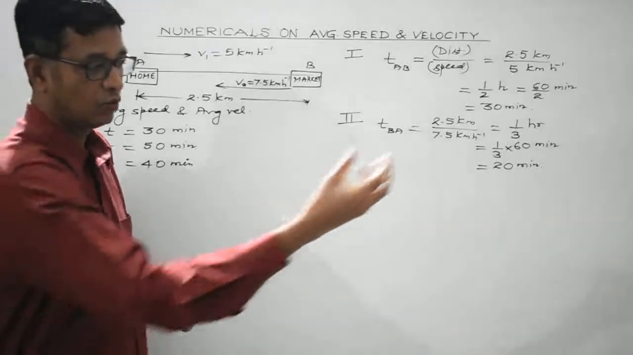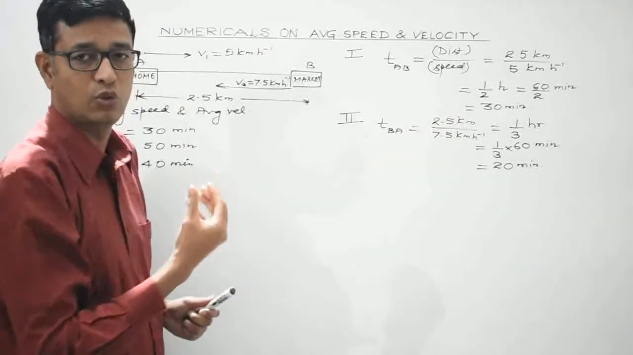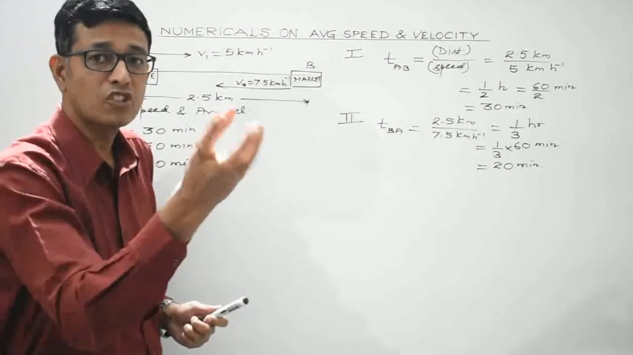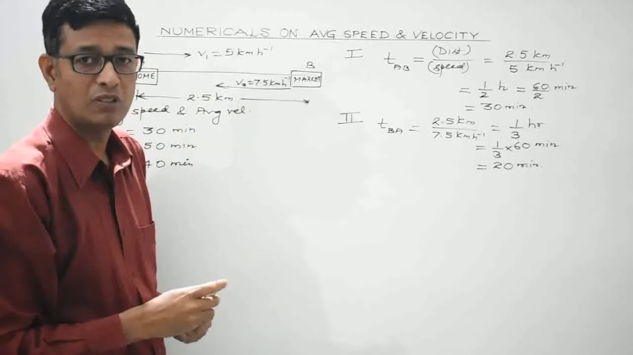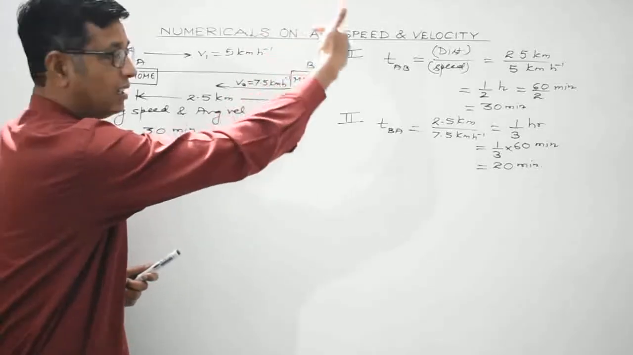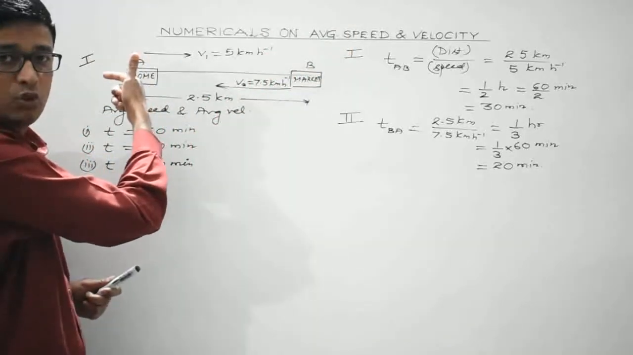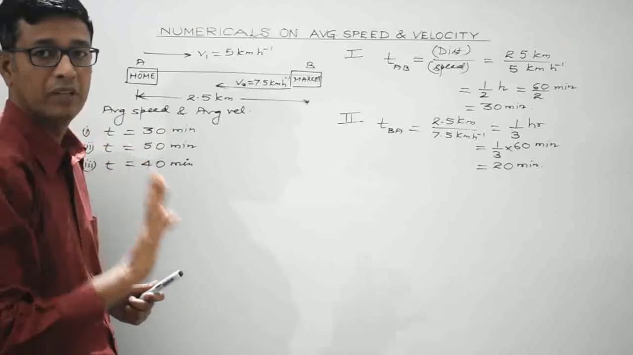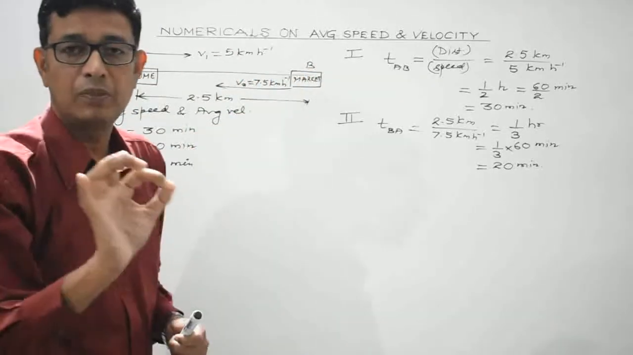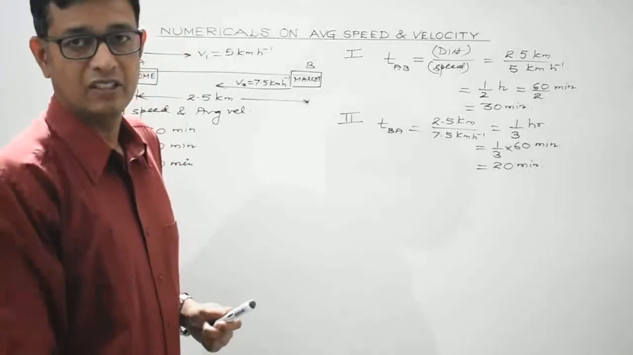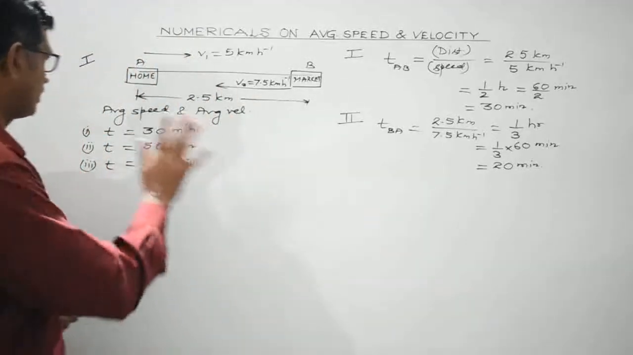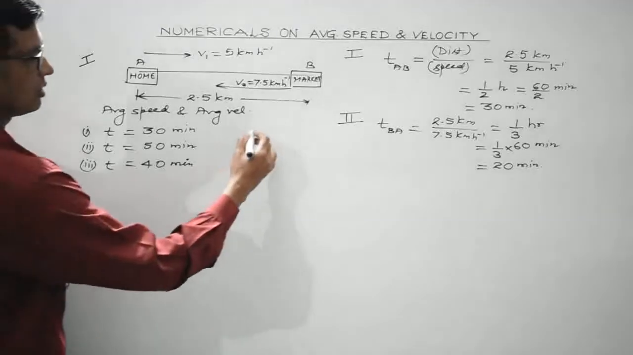Obviously, while coming back, he rushes to his home. He travels with a greater speed, so it is obvious it takes much lesser time in coming back. So 30 minutes in going from home to market, and from market back to his home he takes 20 minutes. What is the total duration of his journey? 30 plus 20, that is 50 minutes. You need to remember this fact. Now let's solve each and every question.